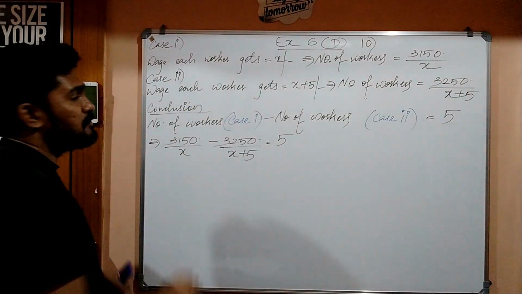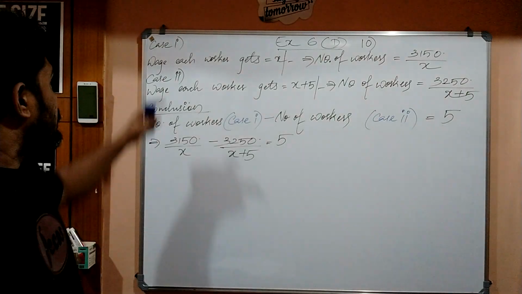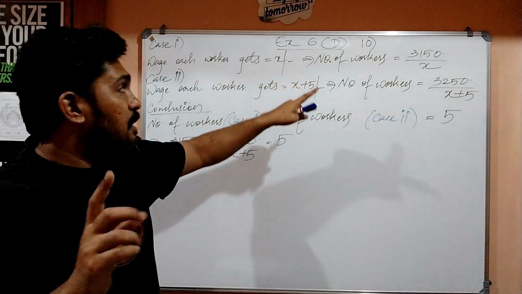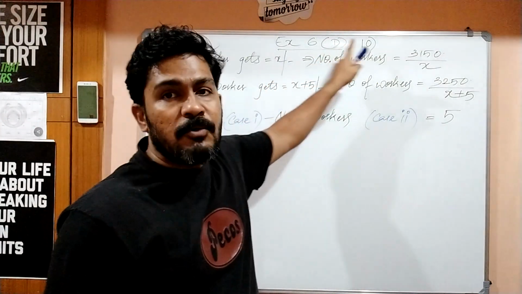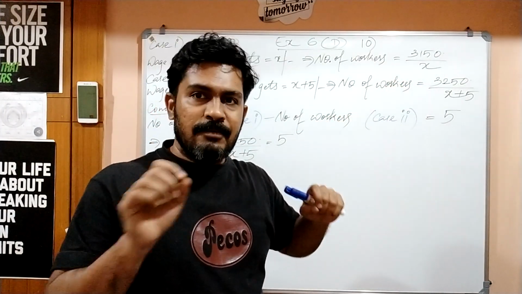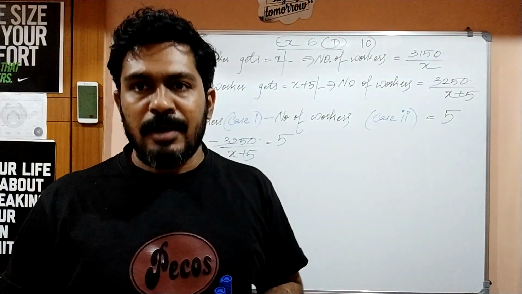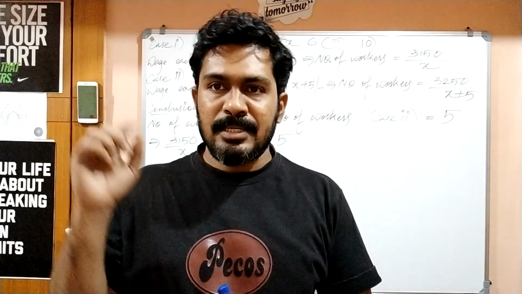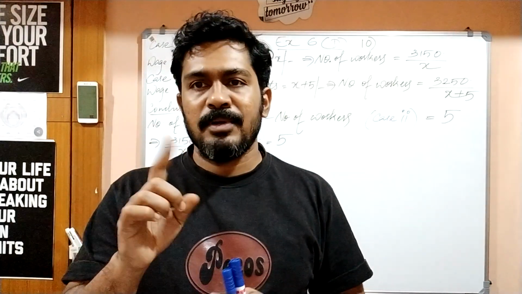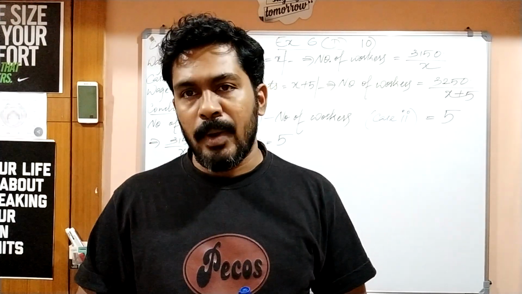Children, here I have written case number 1. Case number 1: the wage each worker gets is equal to X rupees. In that case, the number of workers in the camp would be the total weekly bill divided by the wage of one laborer, that is 3150 upon X. If you have to find the number of laborers in the camp in case number 1, you just need to divide the total bill by the wage of one worker. That would give you the total number of laborers in case number 1.